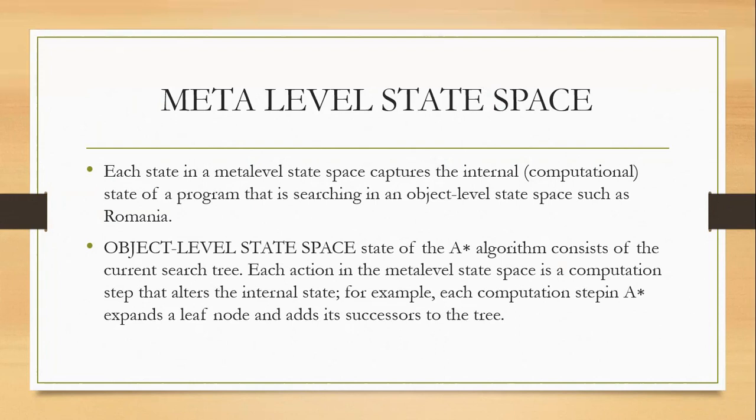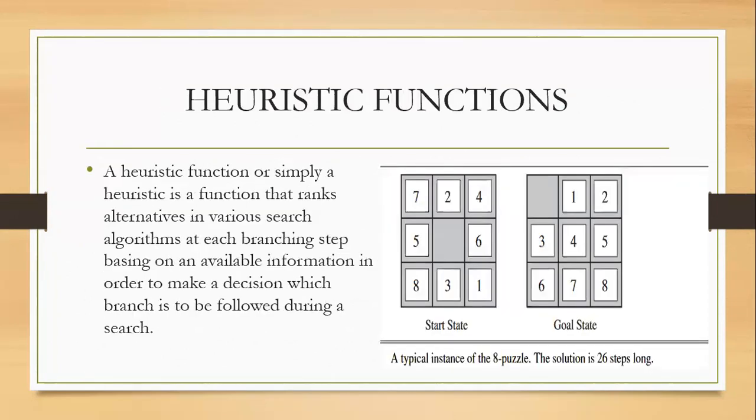Meta-level state space. Each state in a meta-level state space captures the internal state of a program that is searching in an object-level state space, such as Romania. The object-level state space of the A star algorithm consists of the current search tree. Each action in the meta-level state space is a computation step that alters the internal state. For example, each computation step in A star expands a leaf node and adds its successors to the tree.